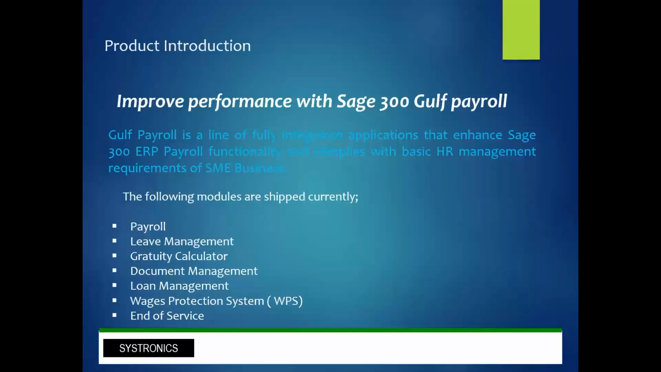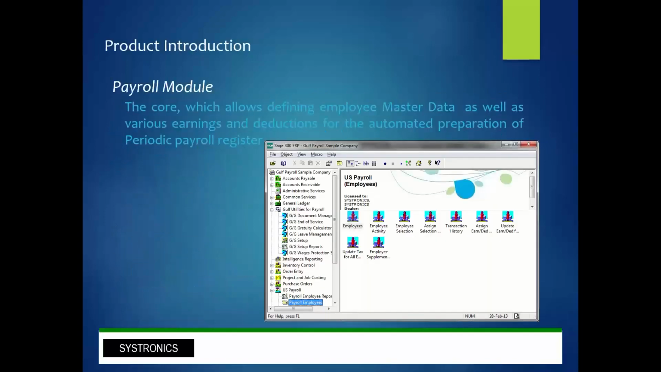Now, in my next slide, I'll be giving you a brief introduction on each of these modules, keeping in mind that they seamlessly integrate with the core Sage 300 financial system, which is basically the general ledger module. The payroll module allows you to define employee master data, as well as various earnings and deductions for preparing your monthly periodic payroll register. So this is the key module, the payroll module.